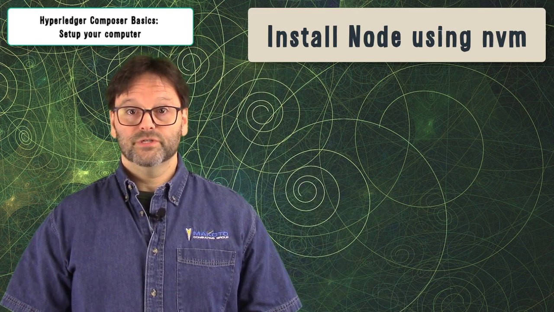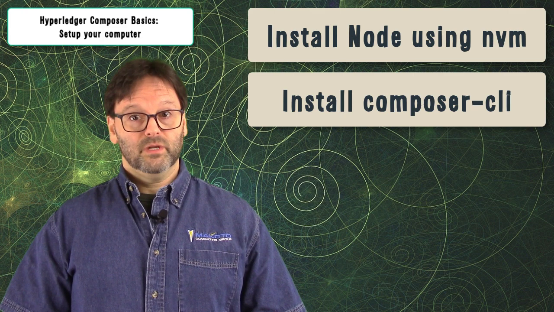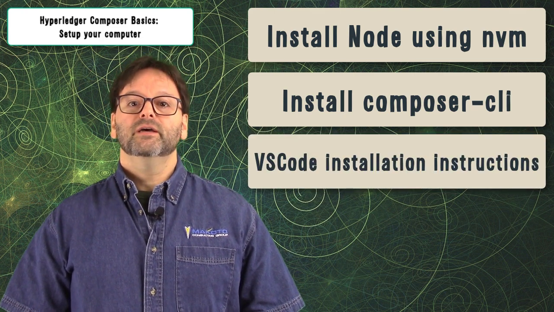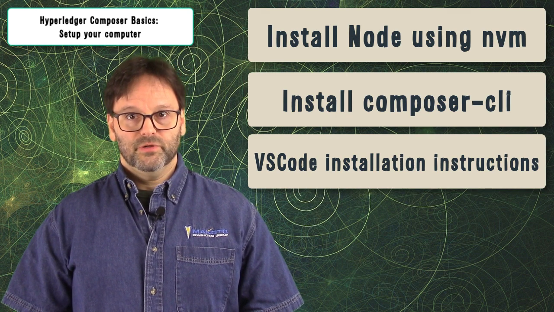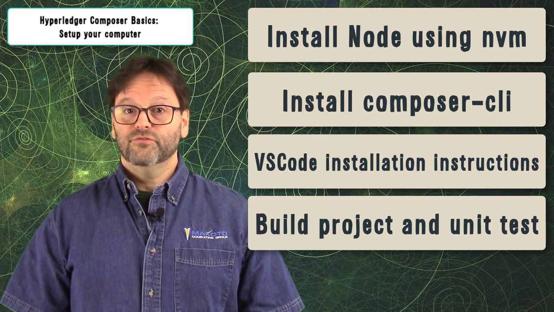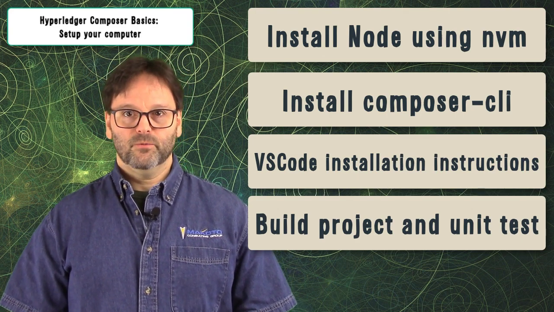Install Node.js using Node Version Manager or NVM. Install the composer-cli or command line interface. Installation instructions for VSCode, including the extension for Hyperledger Composer. And run a build and test using NPM. When you finish the setup in this video, you'll be ready to build and test your blockchain networks.